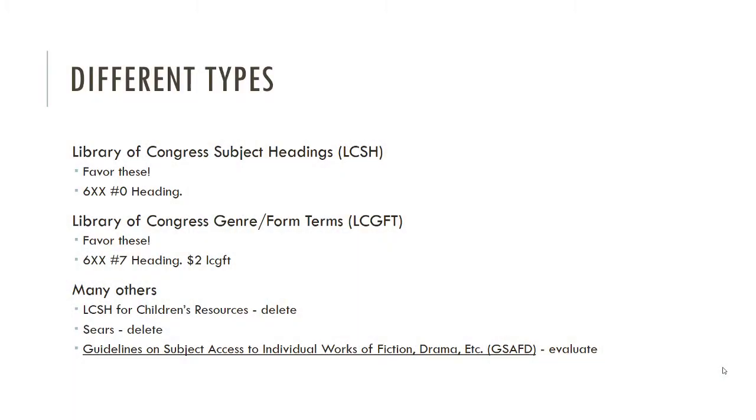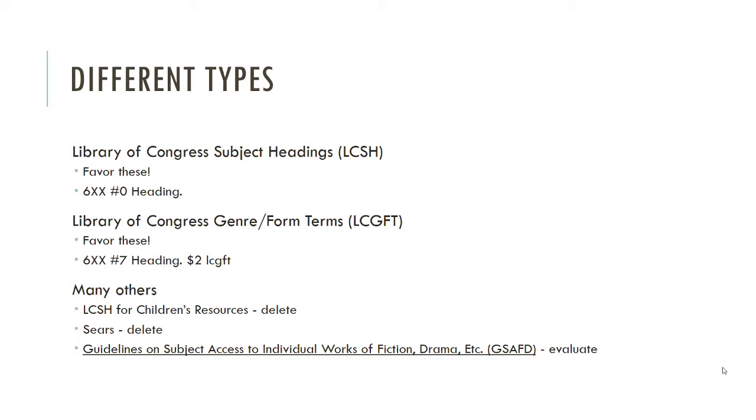So there are different types of subject headings. I sort of mentioned this before. You've got Library of Congress subject headings. You should favor these in the catalog. They have that second indicator of 0 after a 6XX field, so maybe 600 or 650, 651. Those are probably the ones you'll see most often.